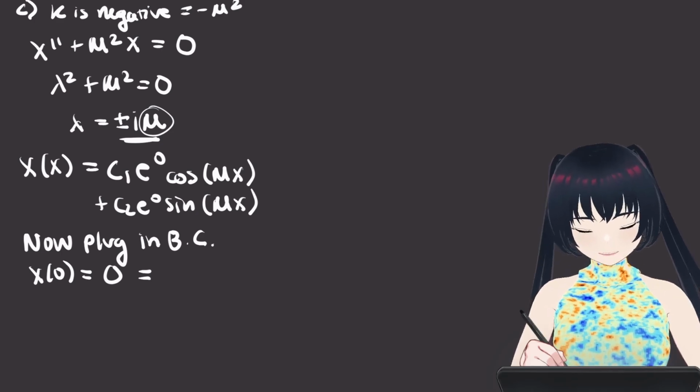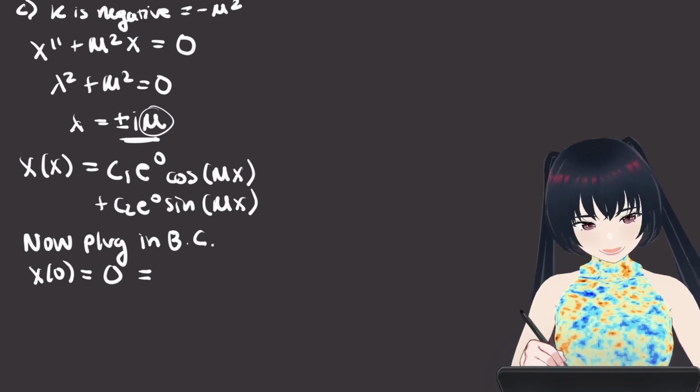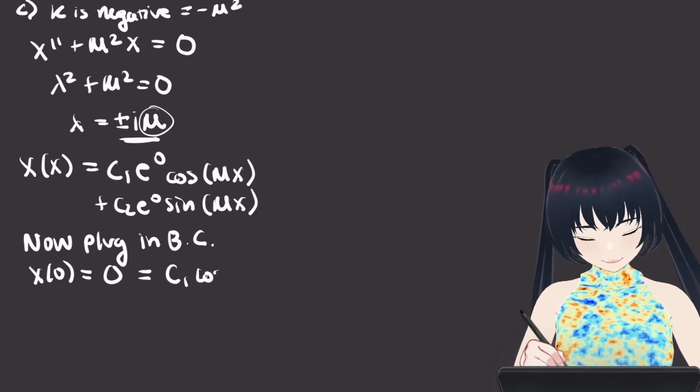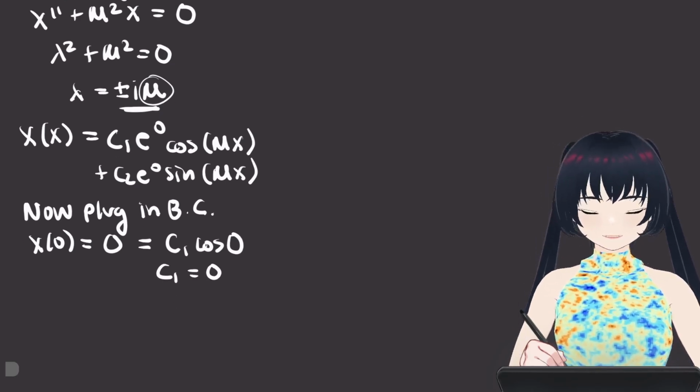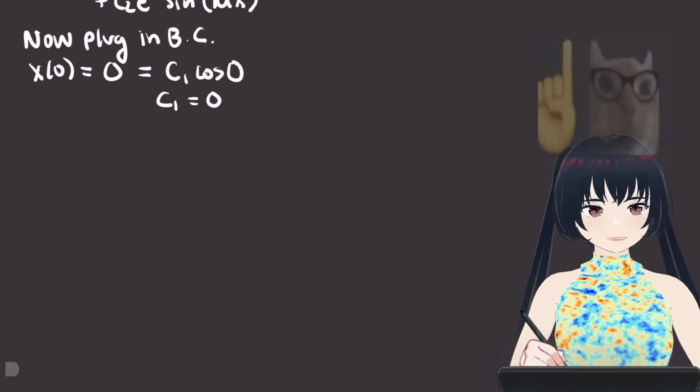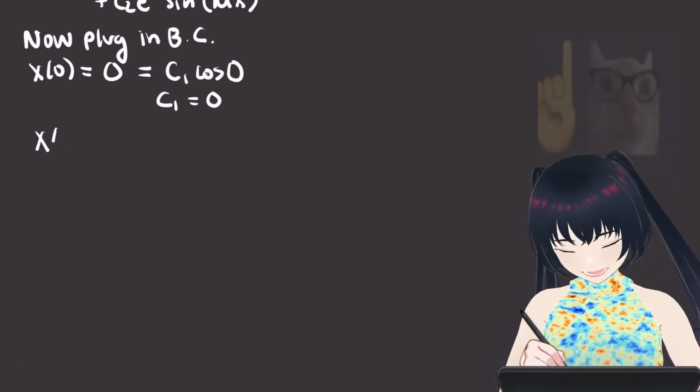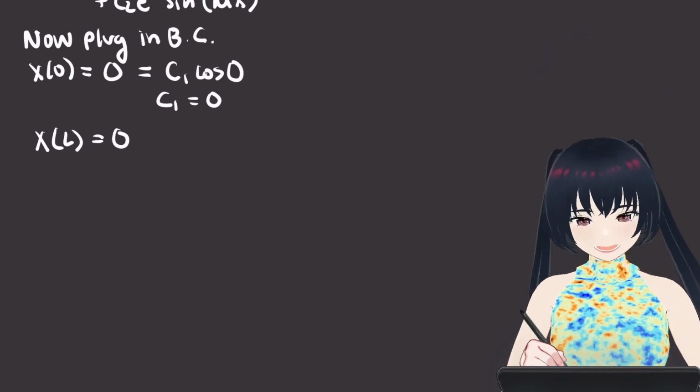So X(0) is equal to 0. So let's try plugging in x. We get c1 cosine 0, which means that c1 is equal to 0. Uh-oh, does that mean we're going to get another 0 case? Nuh-uh. We have to check the second boundary condition. X(L) is equal to 0.